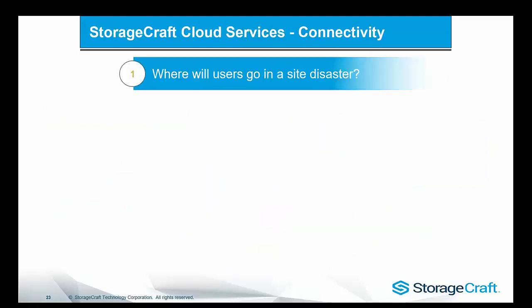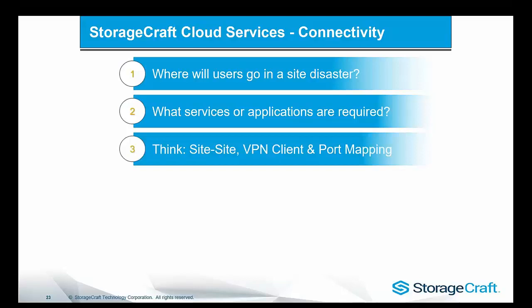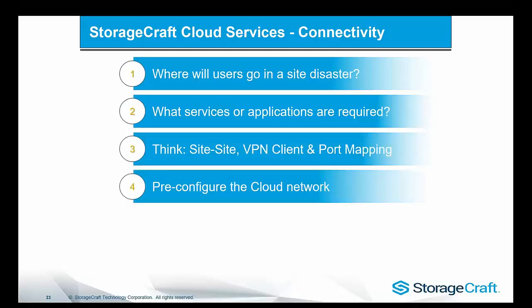So key things, think about where will your users go in a site disaster. Do we need site-to-site VPN, or are they going to go home? What types of applications are required? So, do all of their servers need to be in the cloud, or only some of them? Do we need port forwarding? All of those kinds of things. You want to think about that to enable your users to get access to that data in the cloud. And obviously, it all comes down to being able to pre-configure that.